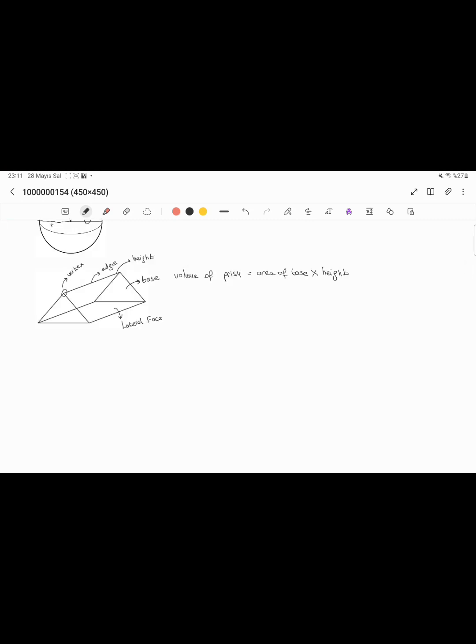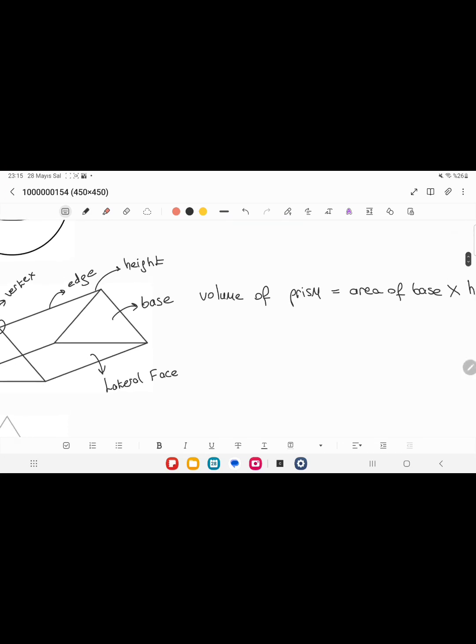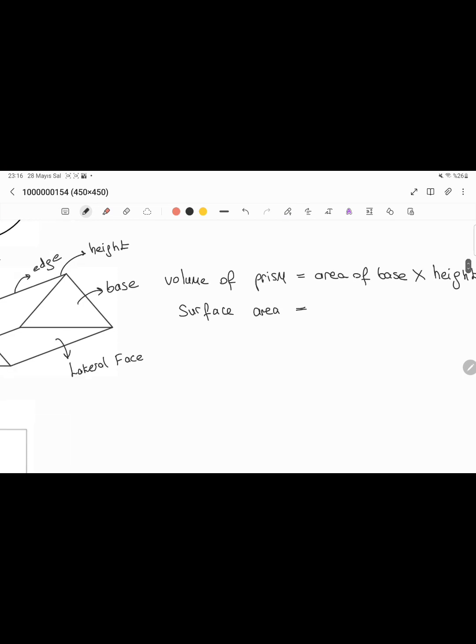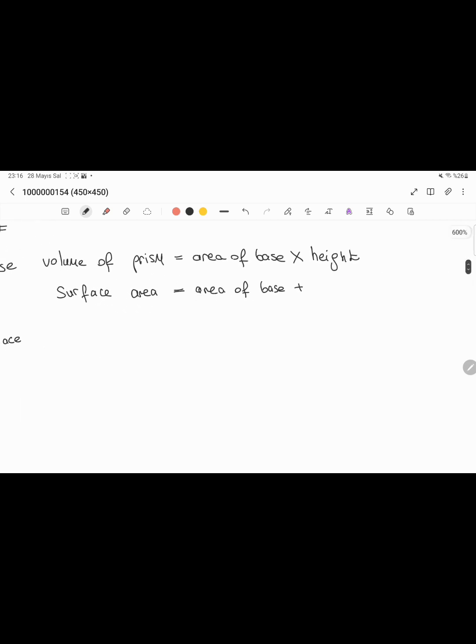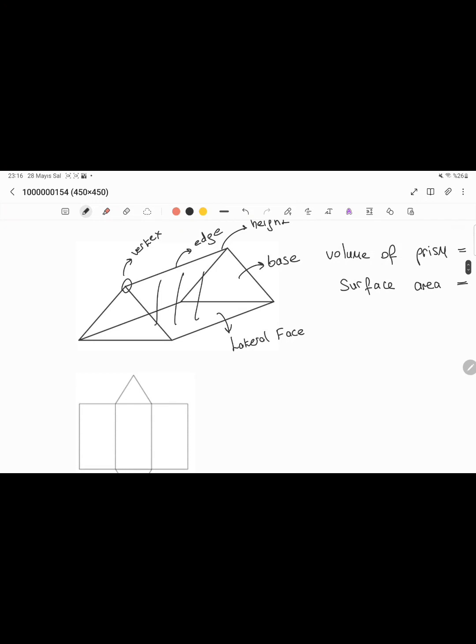This formula is valid for all prisms, and the surface area is equal to area of base plus area of lateral faces, like rectangles.